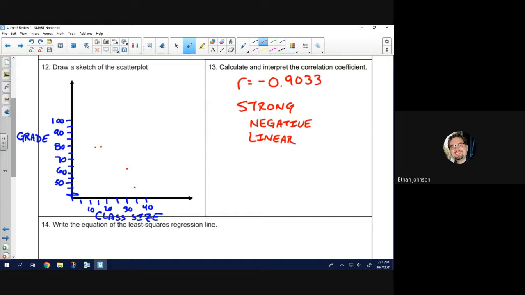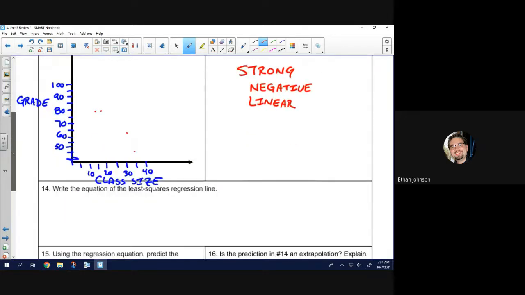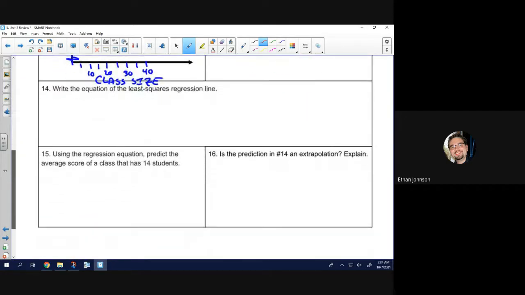On that same screen as your correlation coefficient, it tells you the equation for the least squares regression line. So that would be your y hat equals ax plus b. And you would replace a and b. So you should end up getting y hat equals negative 1.3119 and so on x plus 104.2915 and so on.